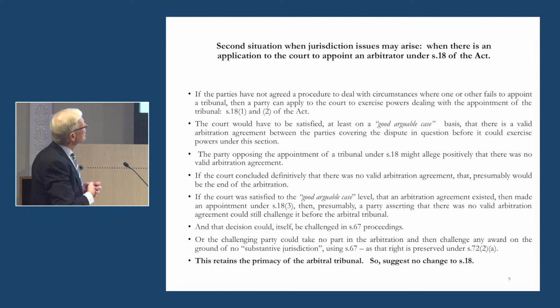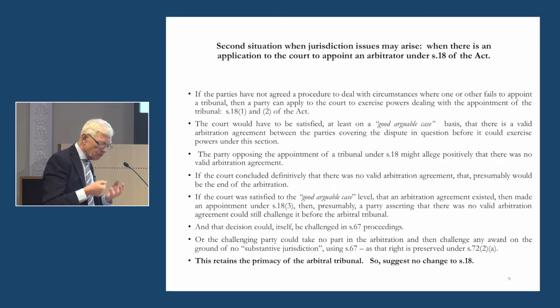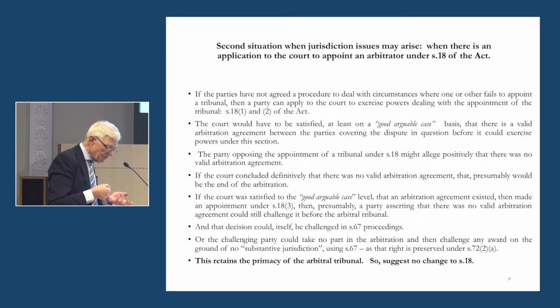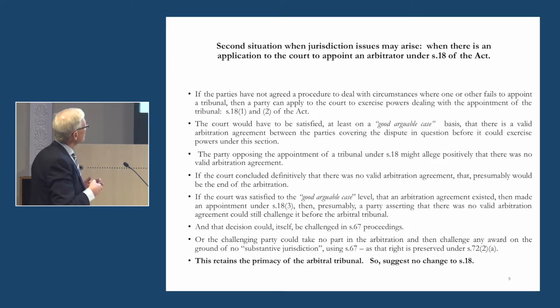Second situation is Section 18 of the Act, which deals with the appointment of arbitrators. And of course, one reason not to appoint an arbitrator is for the party opposing to say, well, there isn't an arbitration agreement. Now, what again is the test that the court has to apply in order to appoint somebody? Good arguable case is probably the test. So if a court found definitively there was no arbitration agreement, then no appointment of the arbitrator.